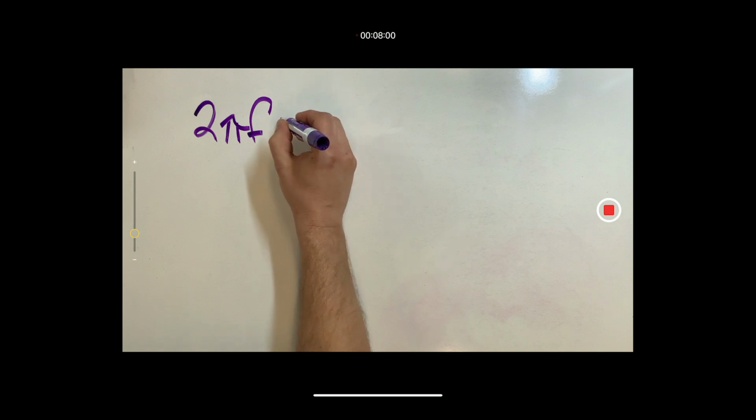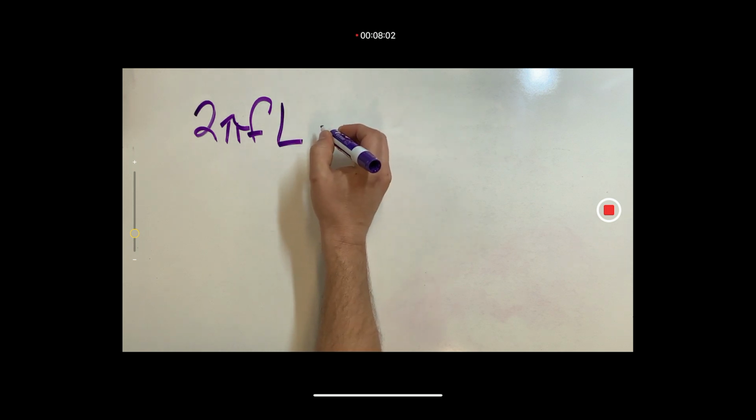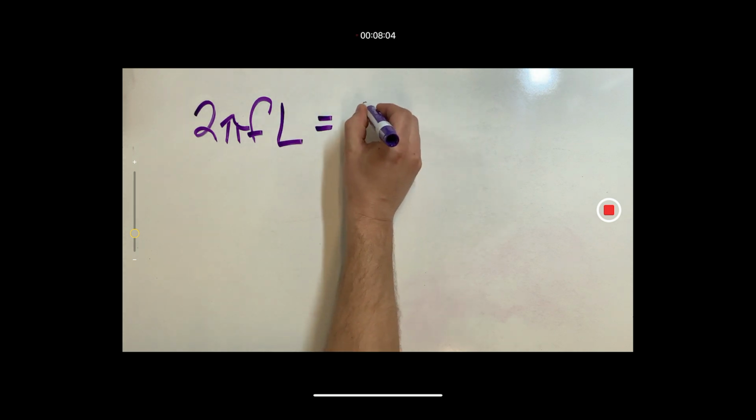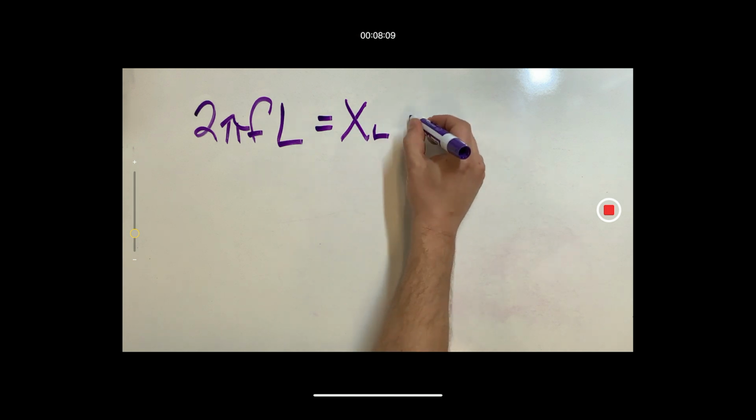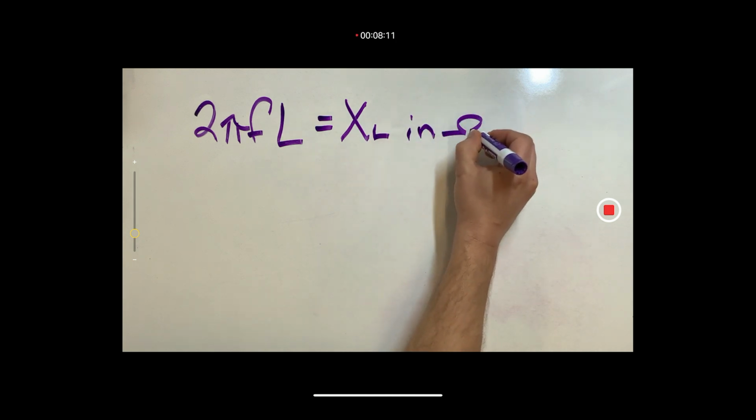We're going to be looking at a couple of questions that involve inductive reactance and how to solve those problems. First, I'd like you to remember from our lecture the formula for inductive reactance, which is 2 pi times the frequency in hertz times the inductance in henries. Inductive reactance is measured in ohms.